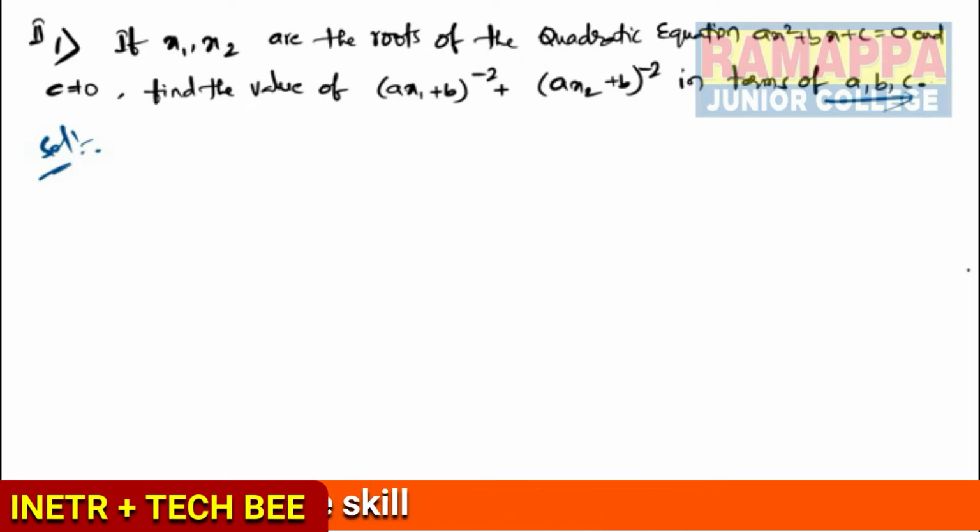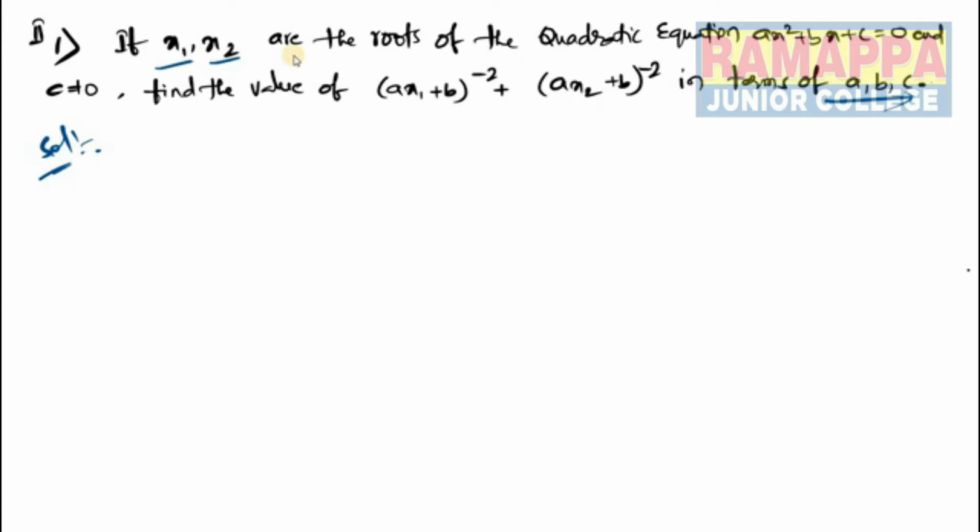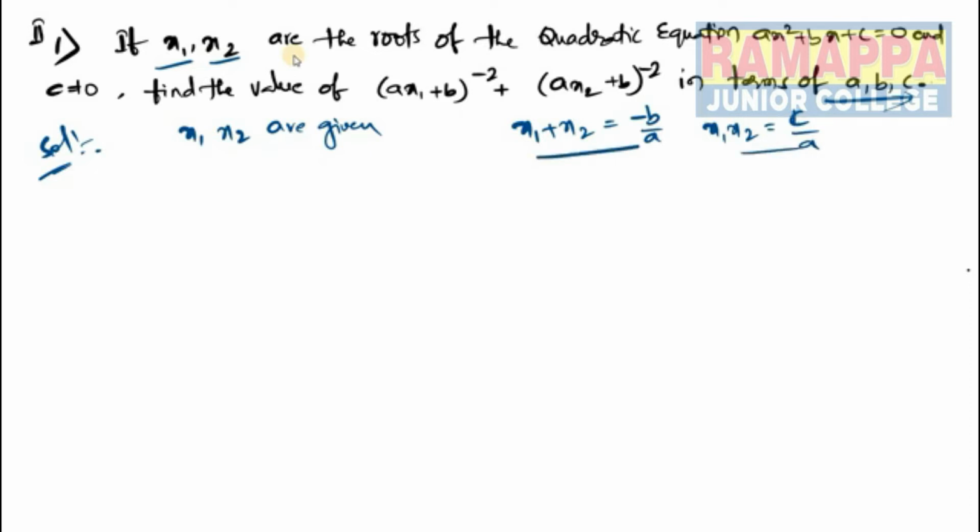Now here is the solution. In the question it is given that x1, x2 are the roots of the quadratic equation ax square plus bx plus c is equal to 0. So what can we say? The sum of the roots, x1 plus x2, is equal to minus b by a, and the product of the roots, x1 into x2, is equal to c by a. These two we get from this equation.